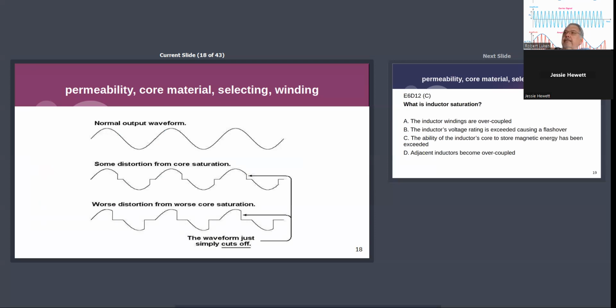This is one I found showing the normal output from a transformer. As you start to saturate the core, you see this very sharp drop because the magnetic field is no longer changing. That's what causes the output on a transformer, the magnetic field collapsing or increasing.